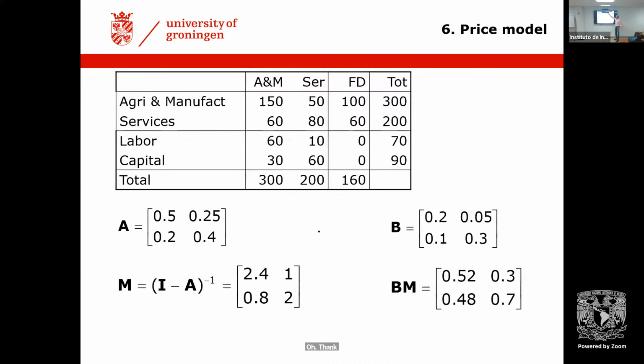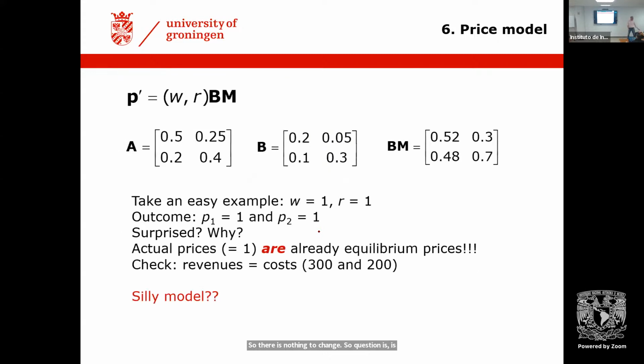Look here. If we do this for this table, where the numbers come from, well, it is already an equilibrium where costs equal the revenues. So there is nothing to change. So the question is, is this a silly model? No, this is not a silly model. This was a very silly exercise. This was a very stupid question. So this is what we should not do.